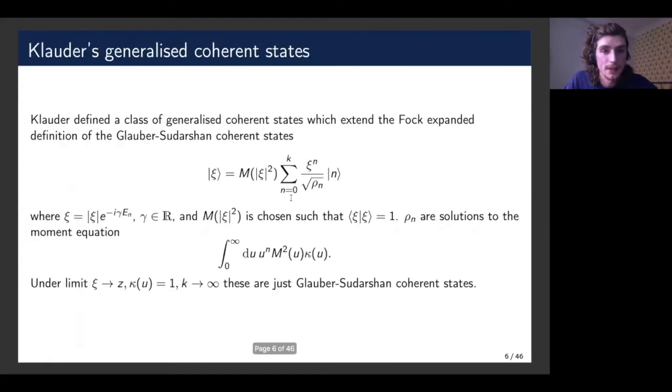Let's take, for example, a type of generalized coherent state introduced by Klauder. These extend the Fock expanded form of the one-dimensional coherent states I mentioned in the previous slide by generalizing the coefficients that appear in front of them. So this psi is a complex parameter whose phase depends on the energy. And gamma here is a real parameter, and this function M of |psi|² is chosen to normalize these states. In general, these rho_n are given as solutions to the moment equation in this line, but in principle, they're often chosen to be just the product of the energies in whichever spectrum.